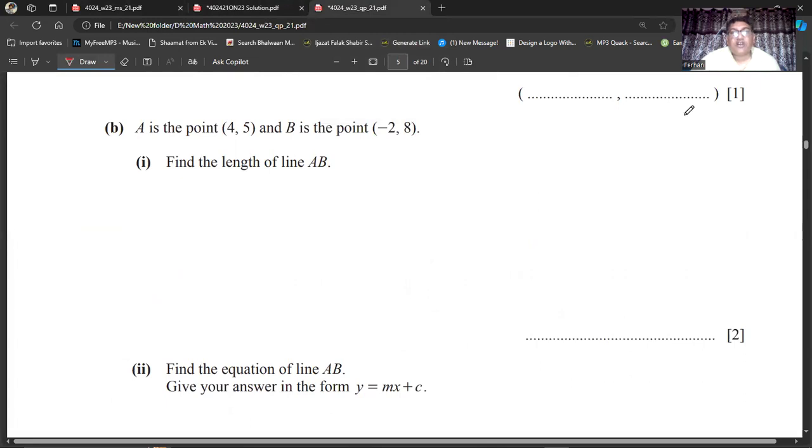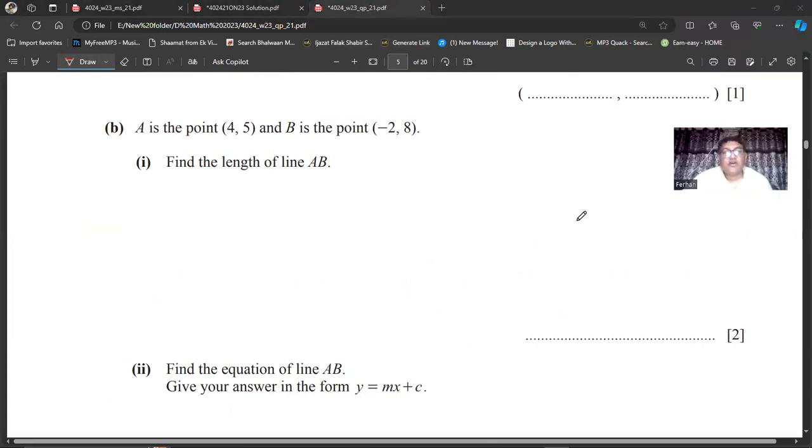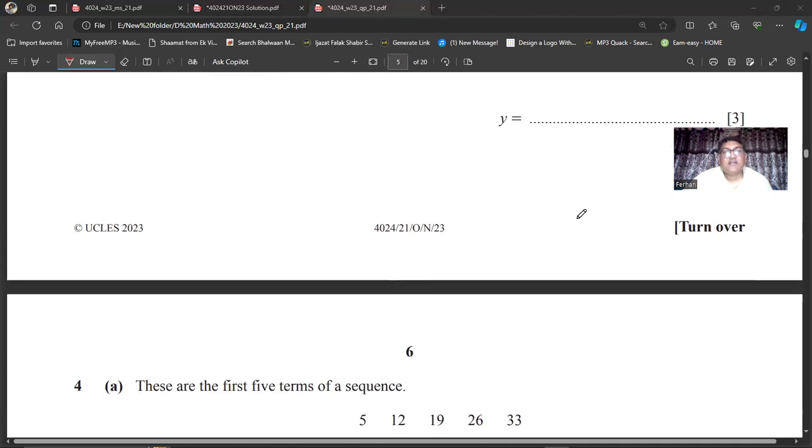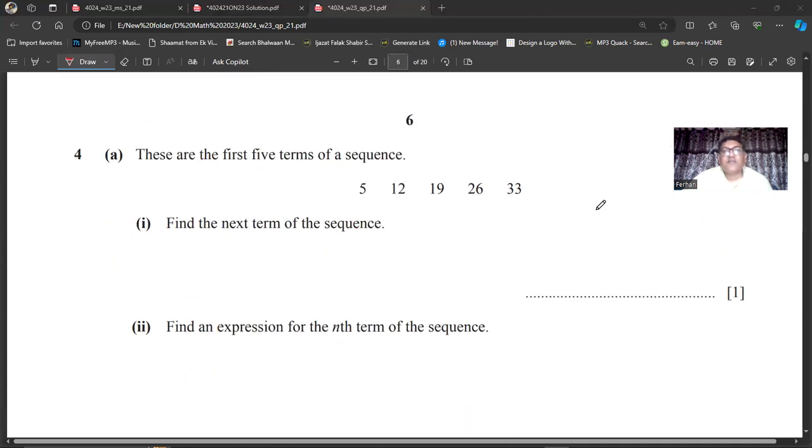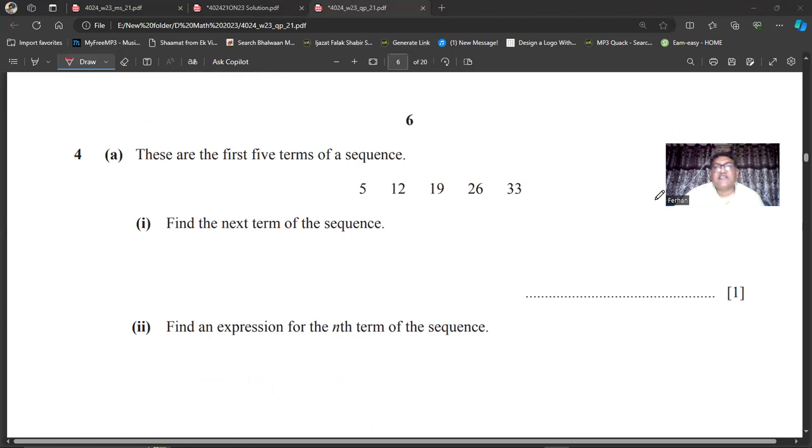So this is how it is done. Hopefully you understand. So my dear students, now we are going to the next question, and that is question number 4. So we are on question number 4.